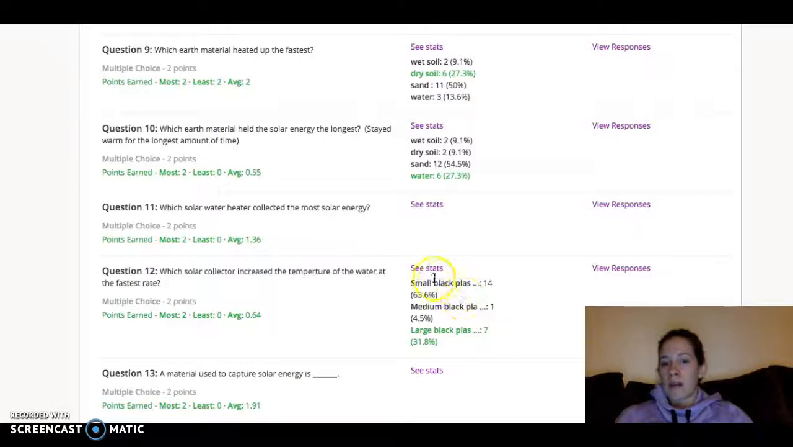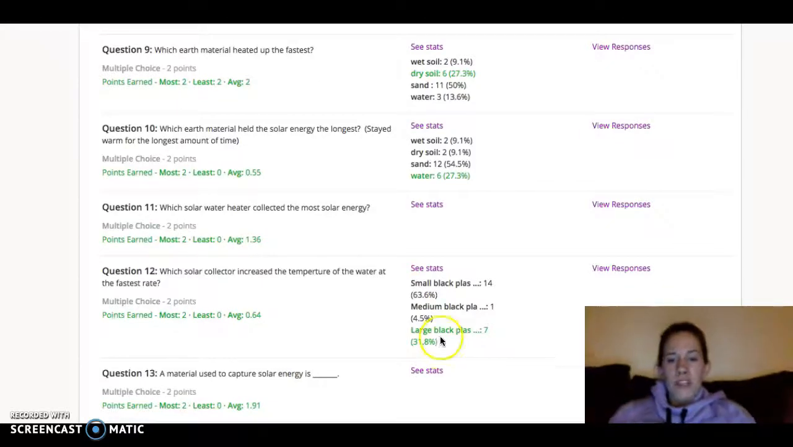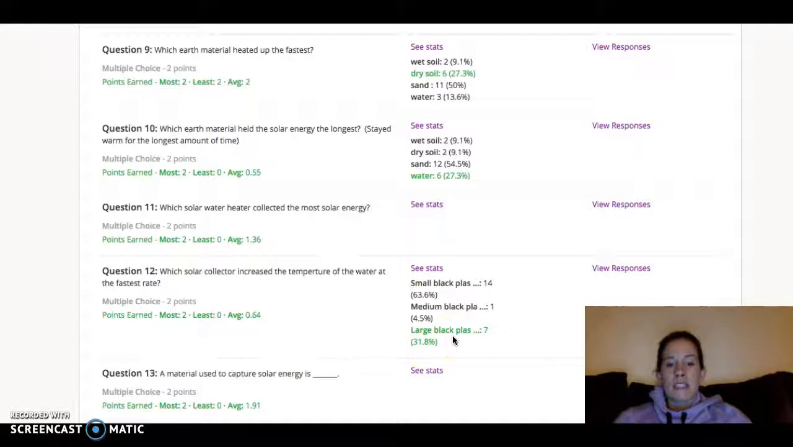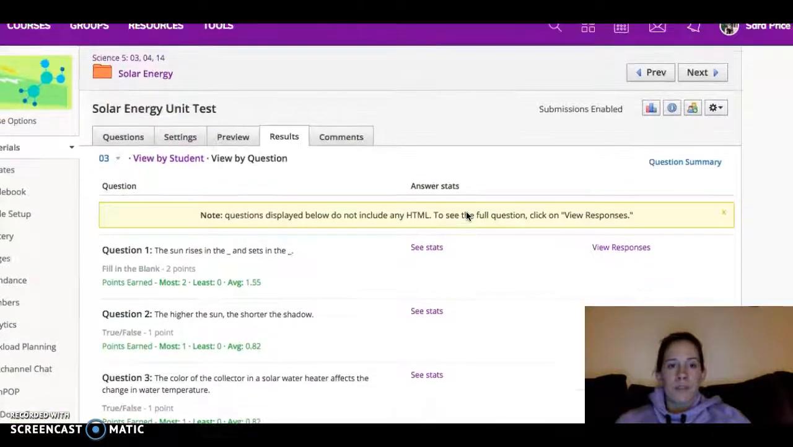So in our lab, it actually showed that the small black plastic heated up the fastest, but in reality, the largest one would because it has a bigger surface area to collect heat. So this was also kind of an error on my part as well. But it's nice to see the data in a spreadsheet where you can easily pull that up with the averages. So these are two of the ways that I view student data.